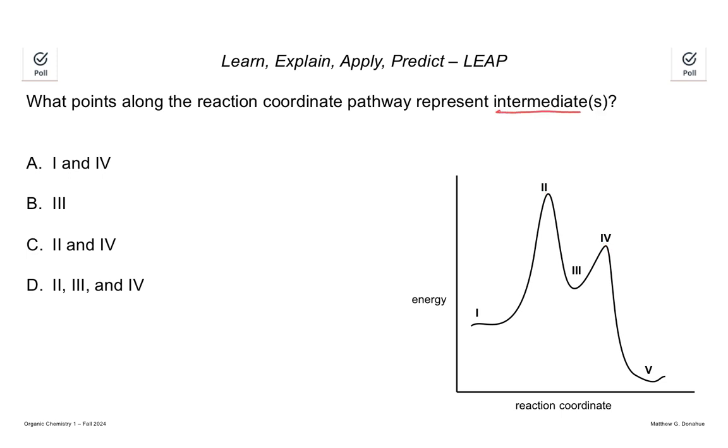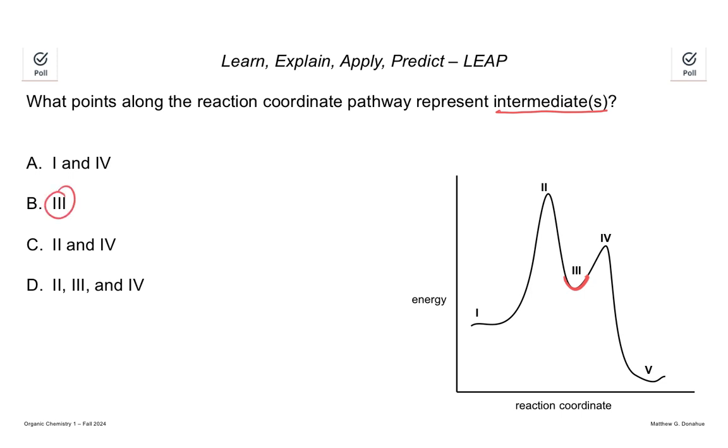And now it says intermediates. So the starting material is position 1, the product is position 5, 2 and 4 are transition states, and so intermediates are the wells. So this is a well or a trough, so that would be B.